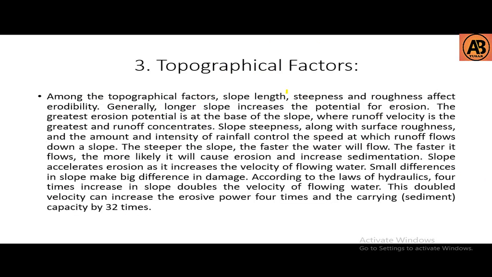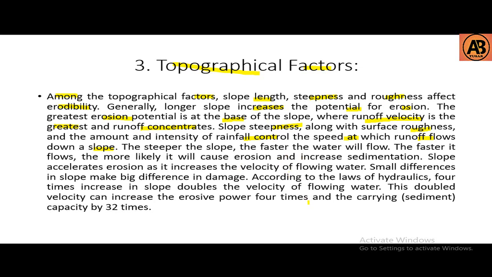Then third one is topographical factors. Among the topographical factors, slope length, steepness and roughness affect erodibility. Generally, a longer slope increases the potential for erosion. The greatest erosion potential is at the base of the slope, where runoff velocity is the greatest and runoff concentrates. Slope steepness, along with surface roughness and amount and intensity of rainfall, control the speed at which runoff flows down a slope.